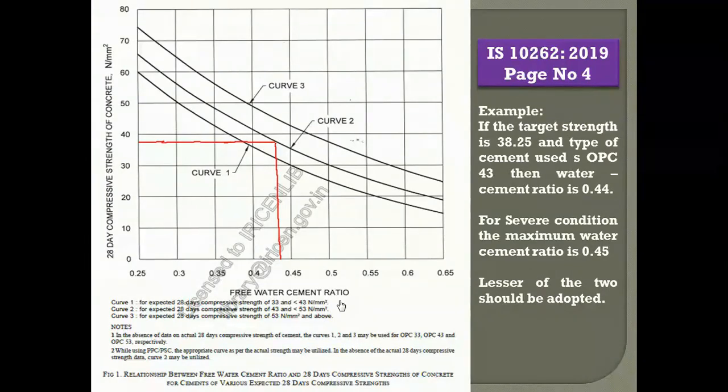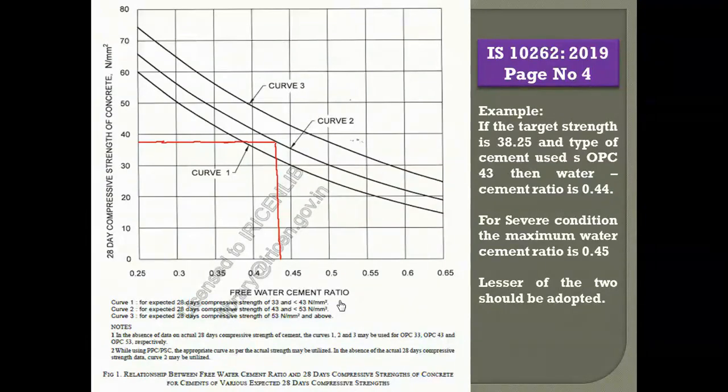On the y-axis we have the target strength 38.25, marked with a red line. Then we draw a line touching curve 2, and drop it to touch the x-axis. So the value of the water cement ratio is approximately 0.44.